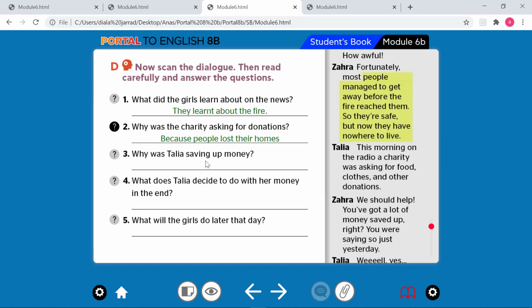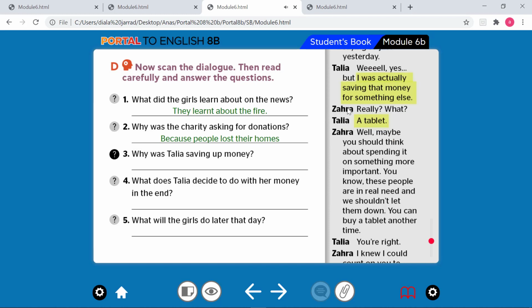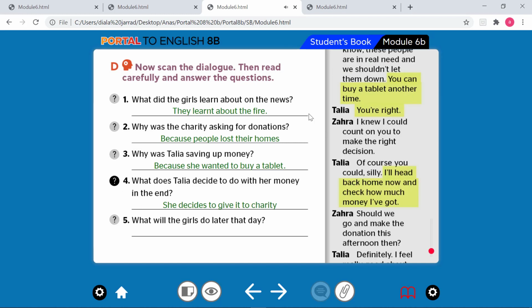Why was Talia saving up money? She was saving up money because she wants to buy a tablet. She was going to buy a tablet. She wanted to buy a tablet. What does Talia decide to do with her money in the end? She decides to give it to a charity. Let's check it out. You can buy a tablet another time. You're right. Okay, I will head back home now and check how much money I've got.